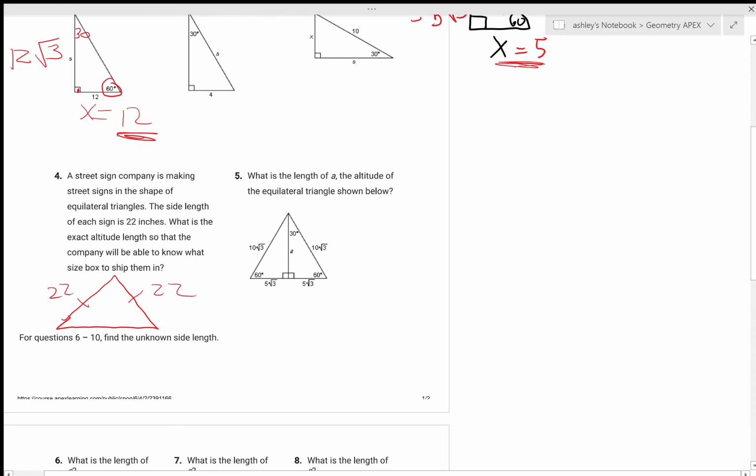What is the exact altitude length so that the company will be able to know what size of box they will ship in? So altitude length, that's going to be our height here. Okay, so if I'm cutting my last 22 side into 2 pieces, I have 11 and 11, and you need to figure out this side. An equilateral triangle, oops, yes, I can do this. We need to find this X. I have a 90-degree, a 30-degree side, and a 60-degree side. So I need to figure out this X. So you want to piece together what you've done before.